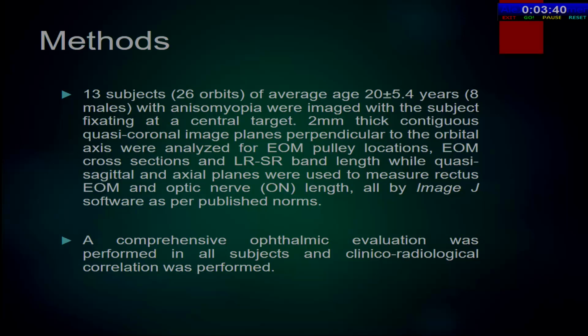So we used these methods and analyzed 13 subjects of average age about 20 with anisomyopia, with the subject fixating at the center target. 2 mm thick contiguous quasi-coronal image planes were used and analyzed for extraocular muscle pulley locations, cross-section and LR-SR band length, while quasi-sagittal and axial planes were used to measure rectus EOM and optic nerve length, all by ImageJ software as per the published norms given by Demer. A comprehensive ophthalmic evaluation was performed in all subjects and clinico-radiological correlation was performed.